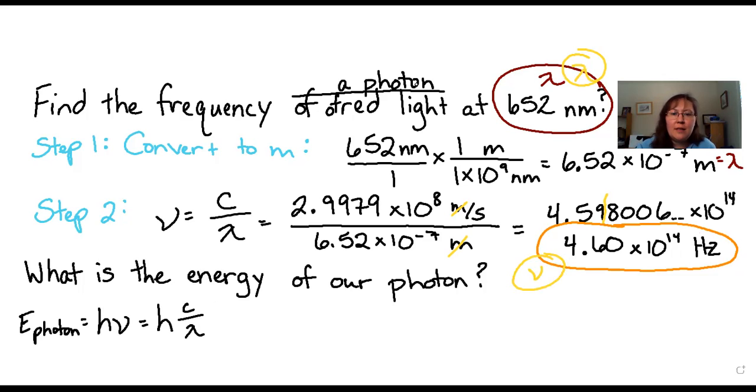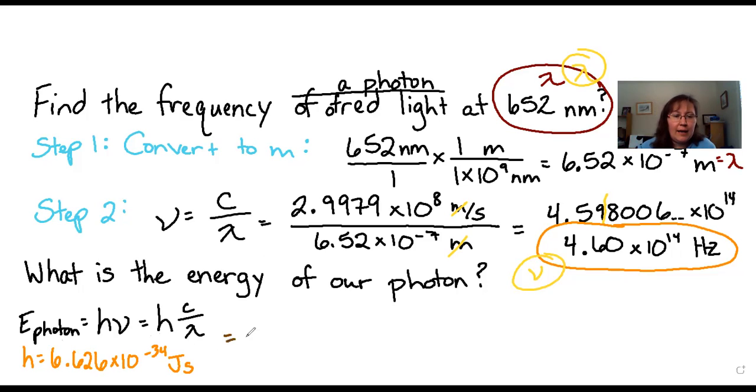And what we'll be using then is h, Planck's constant, and this is all in your notes, of course. Planck's constant is 6.626 times 10 to the negative 34th joule seconds, okay? And that will give us an energy of our photon in joules.